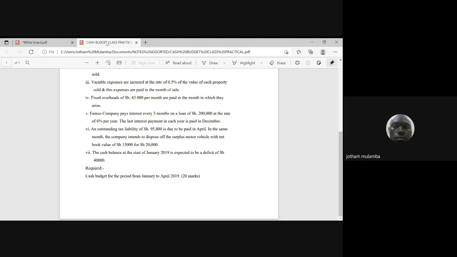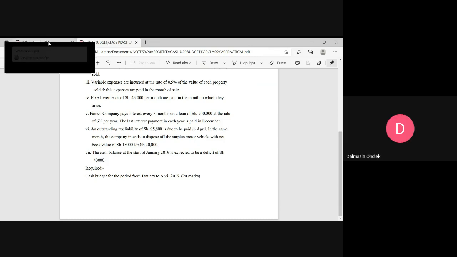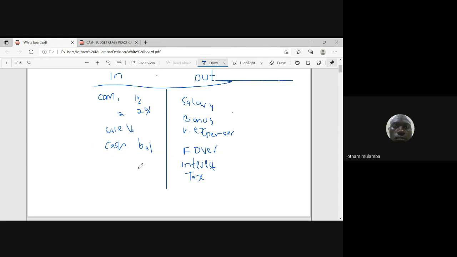Unaona vile hiyo ni marks rahisi ya kupata? Sasa nimesema unaona vile ni rahisi. No comment, mwalimu. So it is fine. Unaona haija kwa complex, ndio?